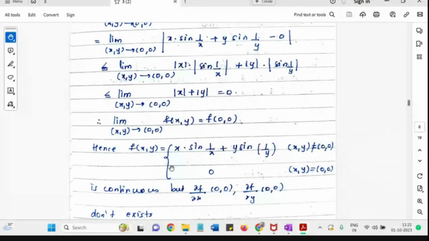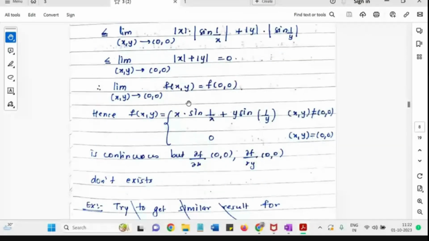Now, similarly, you can try the other example. Okay, no, sorry, this is the conclusion about the above example.